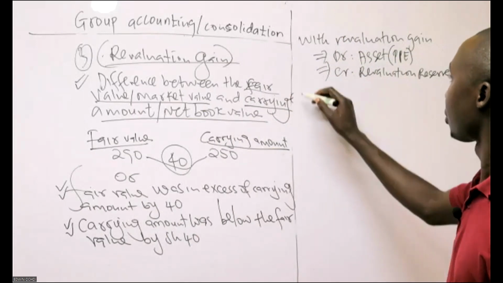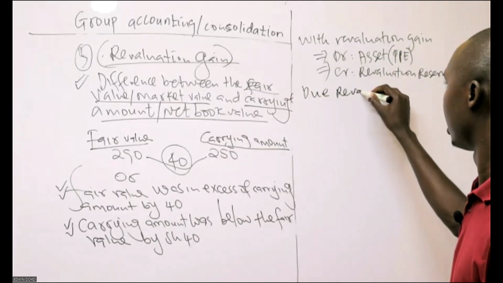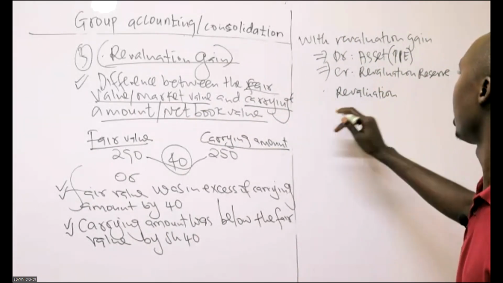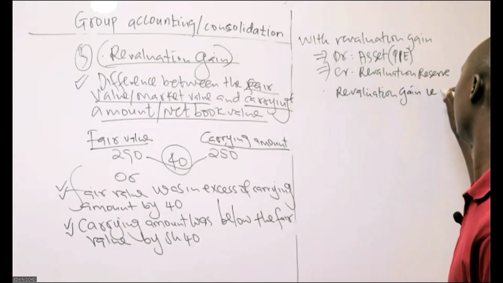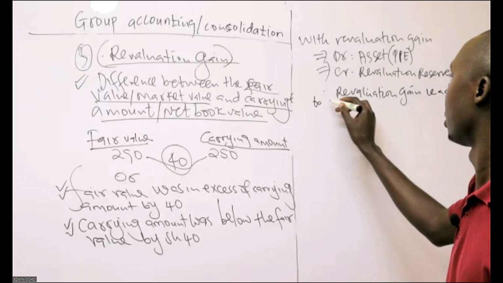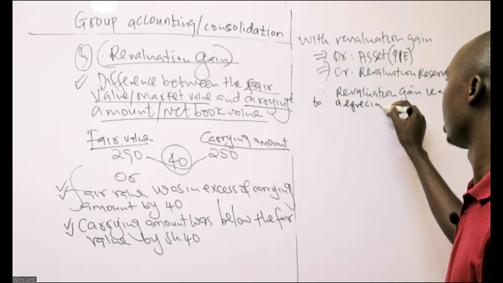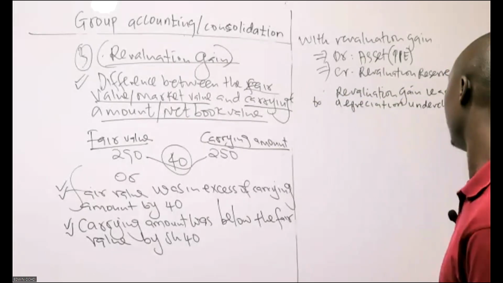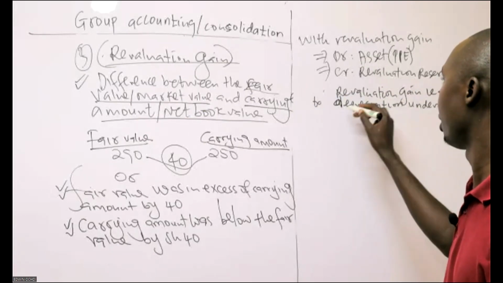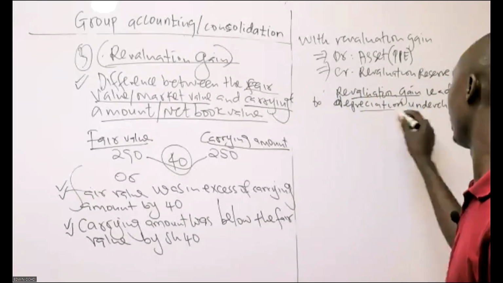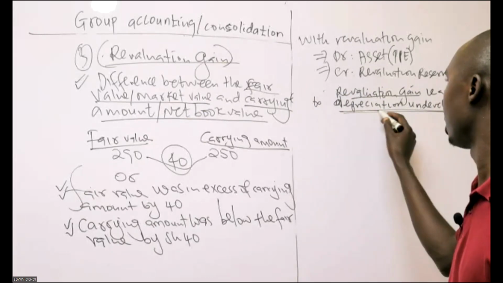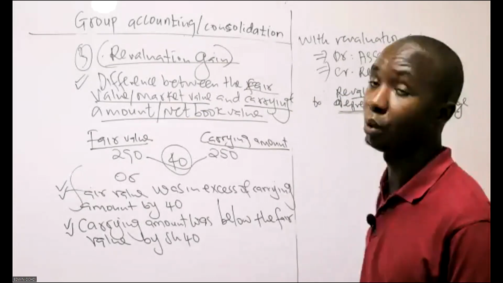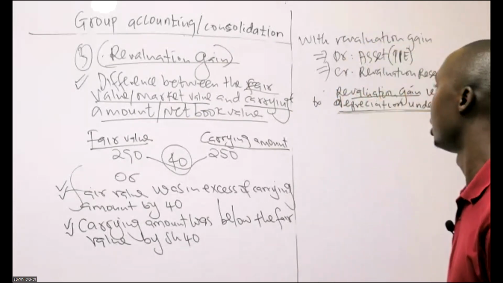Debits and the credit. So due to revaluation gain, I would say revaluation gain leads to what? It leads to depreciation undercharge. So once you have the revaluation gain, you have to check for depreciation undercharge. If the asset you are dealing with, the one which was revalued, is depreciable, the only asset which is not depreciable is land. So all the others are depreciable.